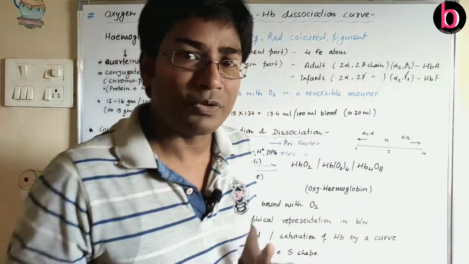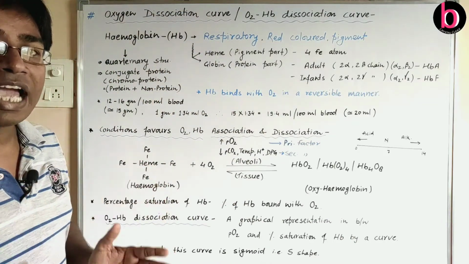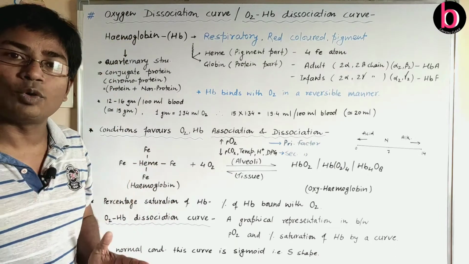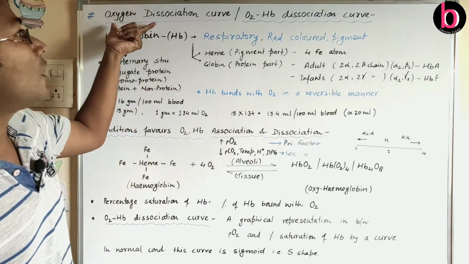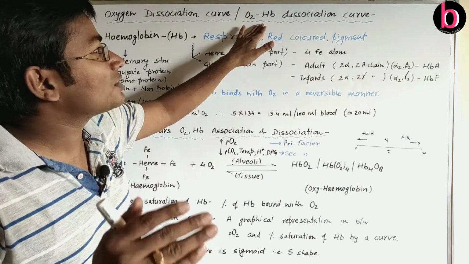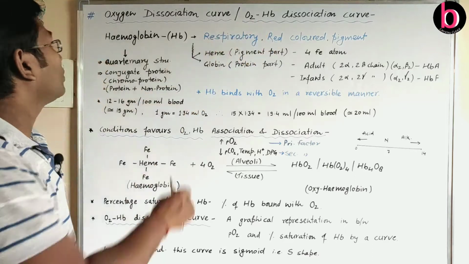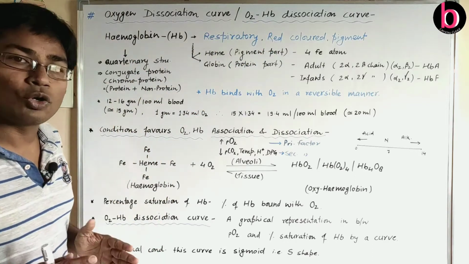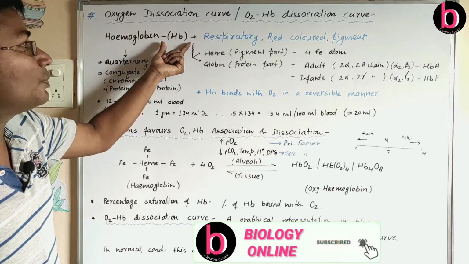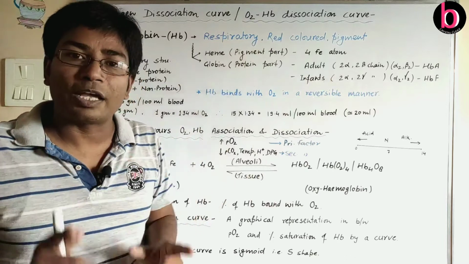Before discussing this topic, the oxygen dissociation curve, we have to discuss a few basic things related to hemoglobin, because the oxygen dissociation curve is understood through the oxygen hemoglobin dissociation curve. So what is hemoglobin? Hemoglobin is simply denoted by Hb. This is a respiratory, red colored pigment.